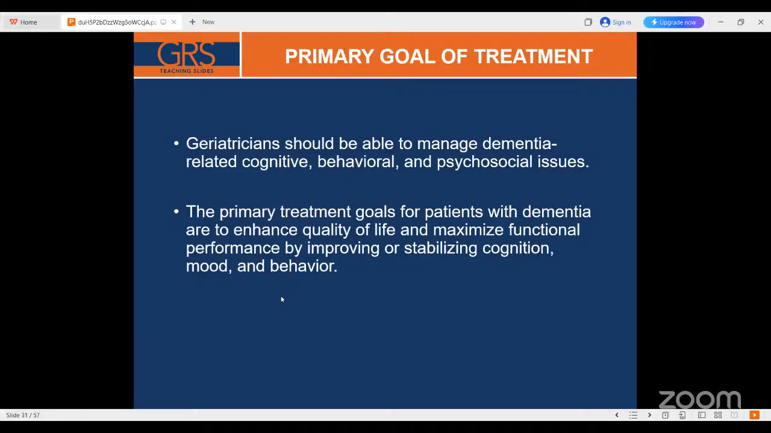So primary treatment: the geriatrician should be able to manage dementia-related cognitive, behavioral, and psychosocial issues. The primary treatment goals for a patient with dementia are to enhance the quality of life and maximize function, by improving the stabilization of cognition, mood, and behavior.